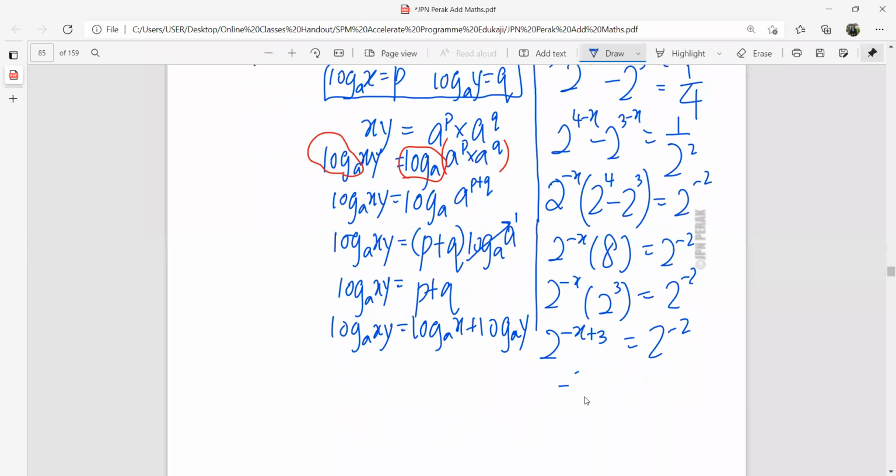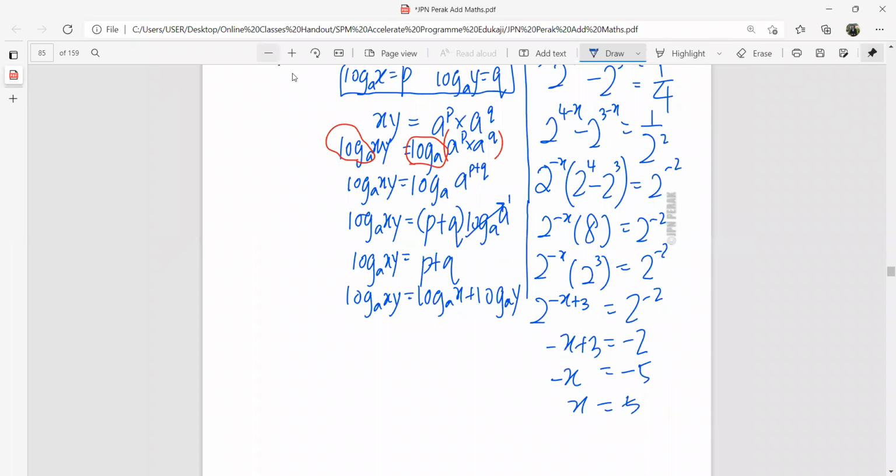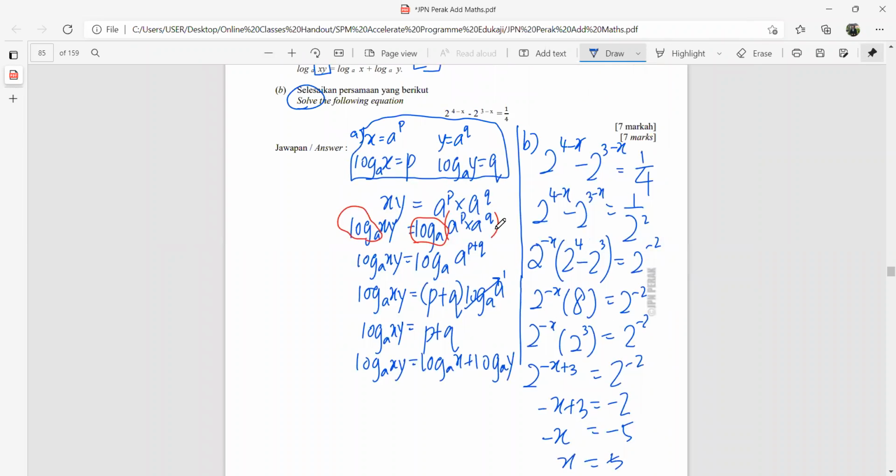Then the answer: negative x plus 3 equals to negative 2. Negative x equals to negative 5. x equals to 5. That's your answer. You check, correct or not? Okay, double check. Do you see which step you don't understand? A few methods can do that, but make sure you all know how to tackle this sort of question.